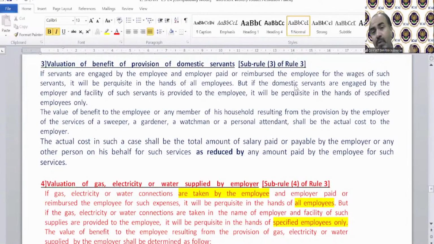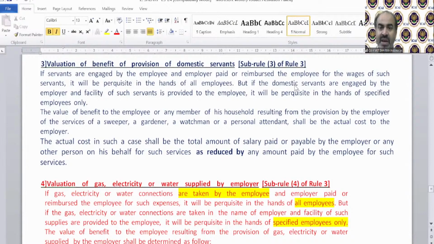But if the domestic servant has been provided by the employer, and of course salary is paid by the employer. Of course, if salary is paid by you, then it's not a perk. So if salary is going to be reimbursed directly or indirectly, in that case, it will be treated as perquisite. The same as in case of car. If car is yours, that perk is taxable for all. But if car belongs to employer, that is going to be taxable for specified only.